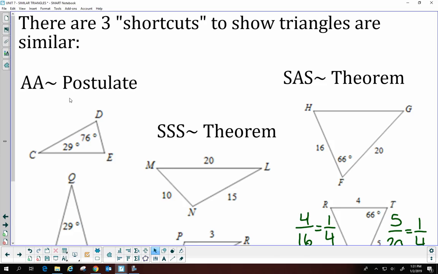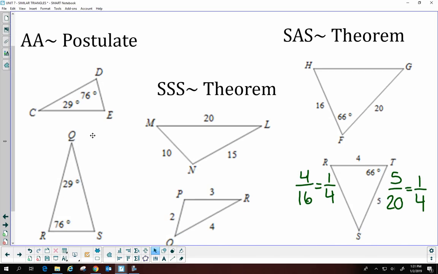So if we know that two pairs of angles are congruent in two triangles, two pairs of corresponding angles are congruent, then we can say those triangles are similar. Before, we're not allowed to say that they're congruent, but we can say they're similar. So in these two triangles, one angle is 29 in each of them, and one angle is 76. So we know that those two triangles are similar.